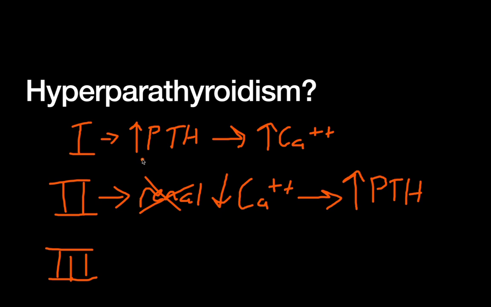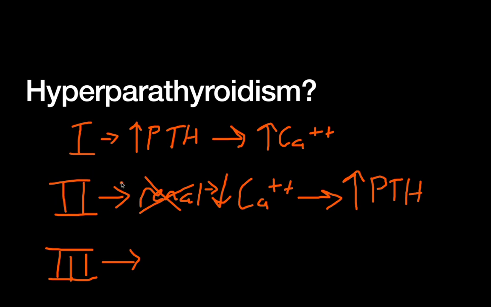So again, type 1, increased PTH, like we talked about, leads to increased calcium. Type 2, renal failure leads to decreased calcium. That decreased calcium leads to an increased PTH. And so type 2, we would never operate on for taking out the parathyroid glands, because this is a normal physiologic response. I guess you could say we could do a kidney transplant, but you certainly would not do a parathyroid surgery.